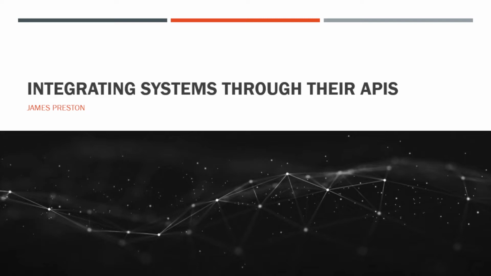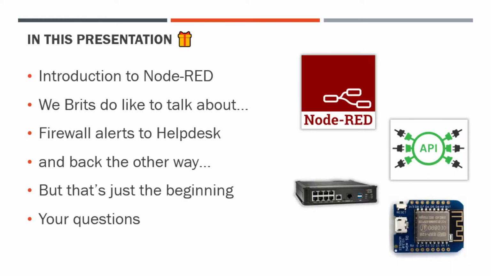The talk of today is integrating systems through their APIs, where API is application programming interface. The notion of this presentation is that I'm going to give you an introduction to this marvelous technology called Node-RED, originally developed by IBM, just as a side hustle style project that they eventually decided, let's go and open source it. We're going to have a brief look at something that we Brits love to talk about.